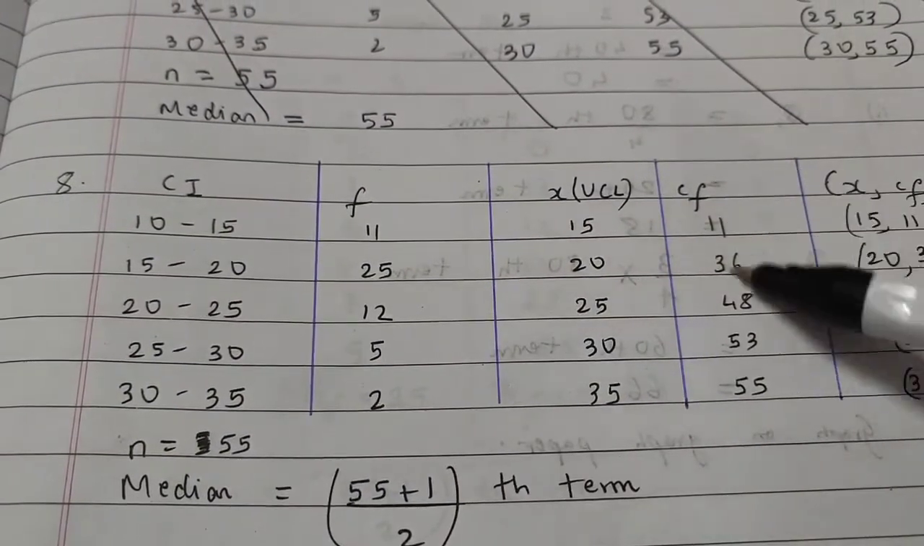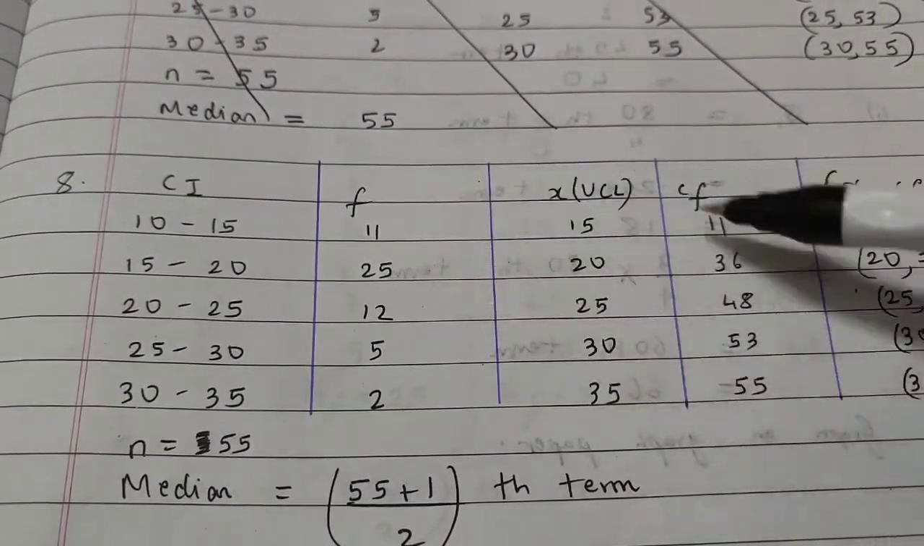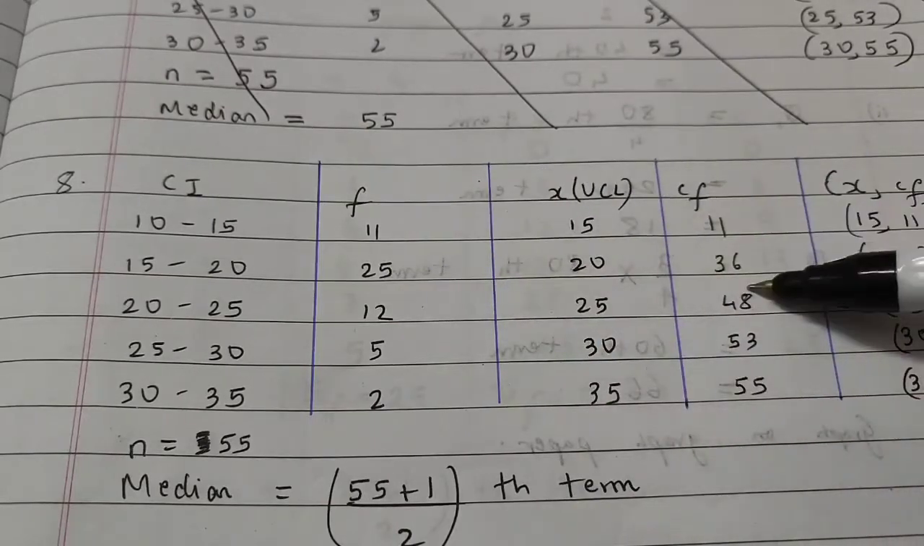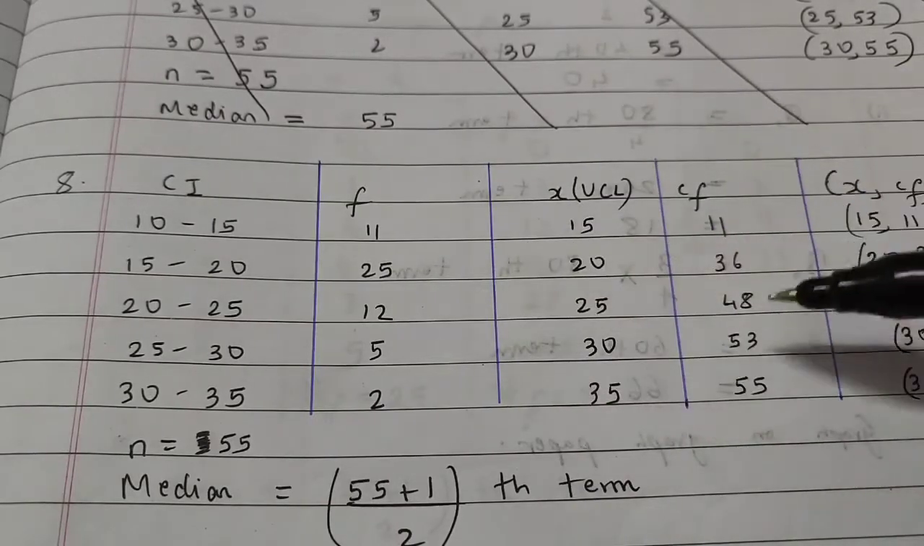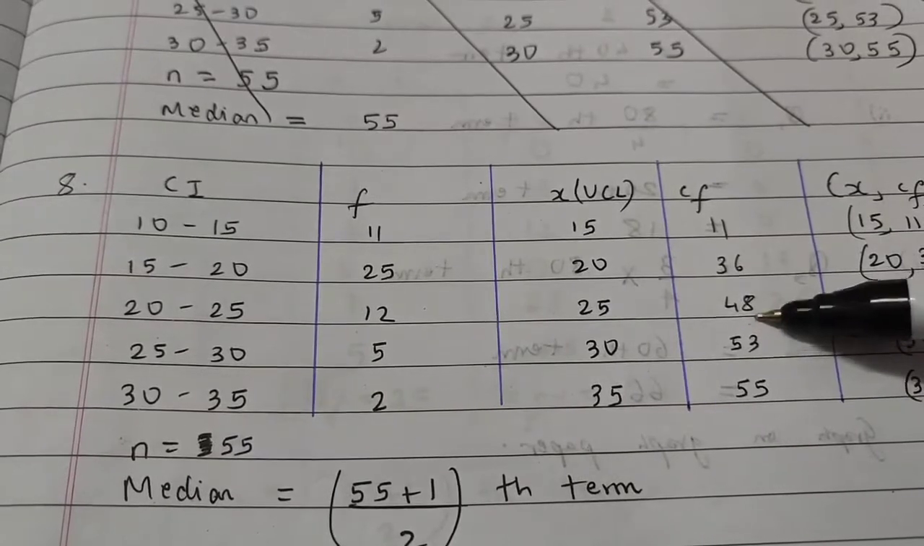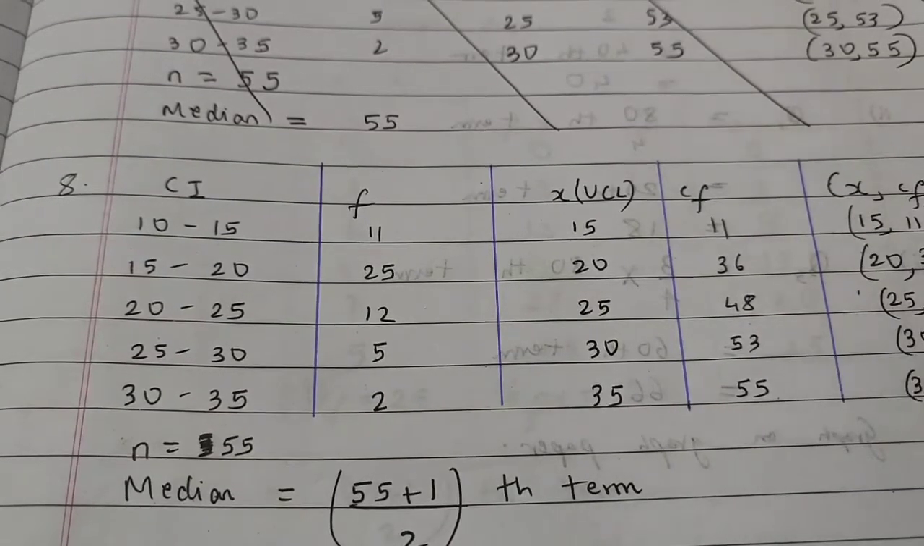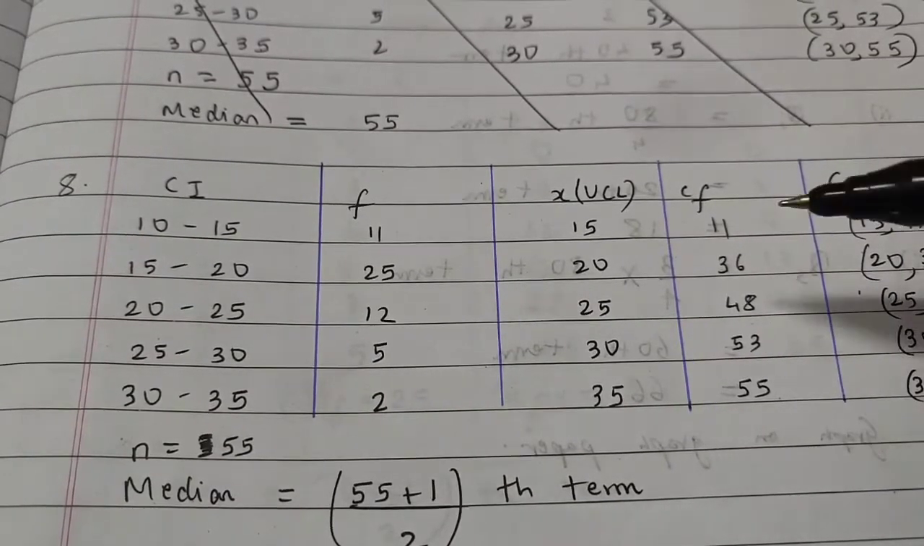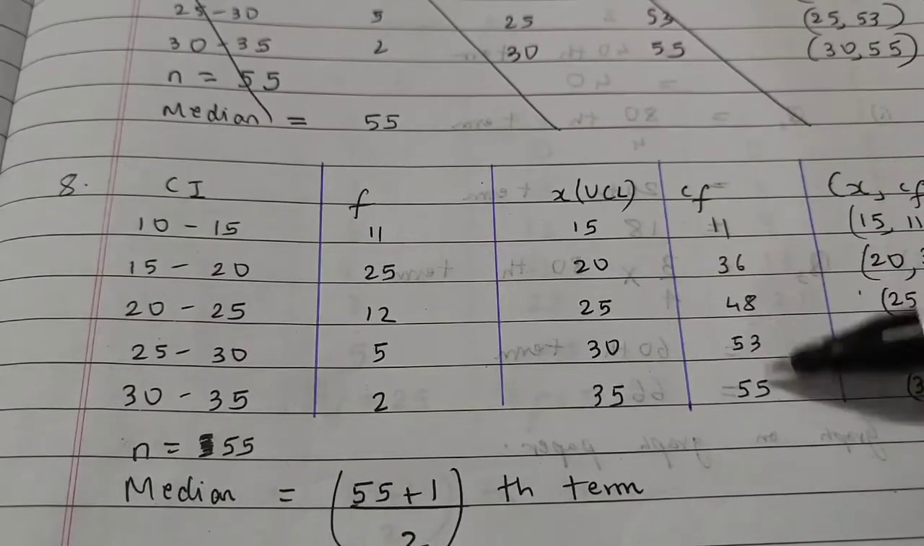We need cumulative frequency, of course, that is 11, then 25 plus 11, 36, 12 plus 25, 48, then 53 and 55. Obviously CF always increases as we go down.